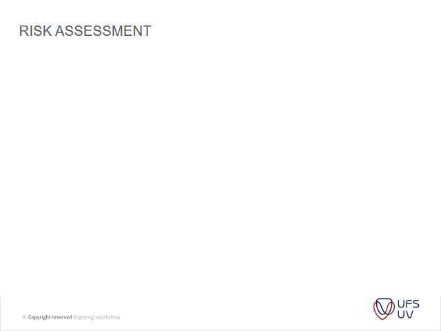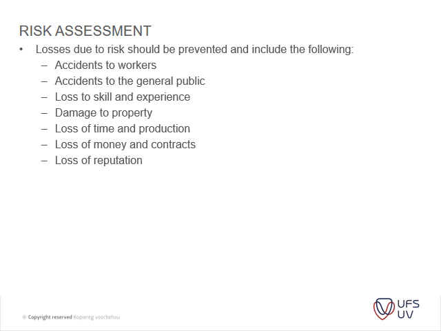Okay, then going to the risk assessments. There are certain items that you need to look at. Losses due to risk should be prevented and include the following: accidents to workers, accidents to the general public, loss of skill and experience, damage to property, loss of time and production, loss of money and contracts, and loss of your reputation, and thus future business. You will find this on page 119, and it's embroidered in there a little bit.